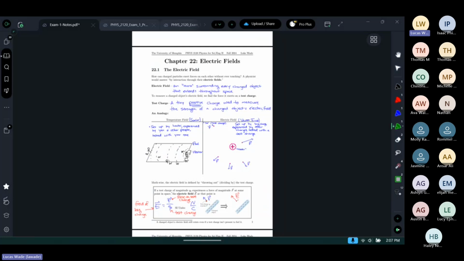And then the only really calculation-based thing that could arise is stuff with Coulomb's law. Any questions on that chapter before I jump to 22?